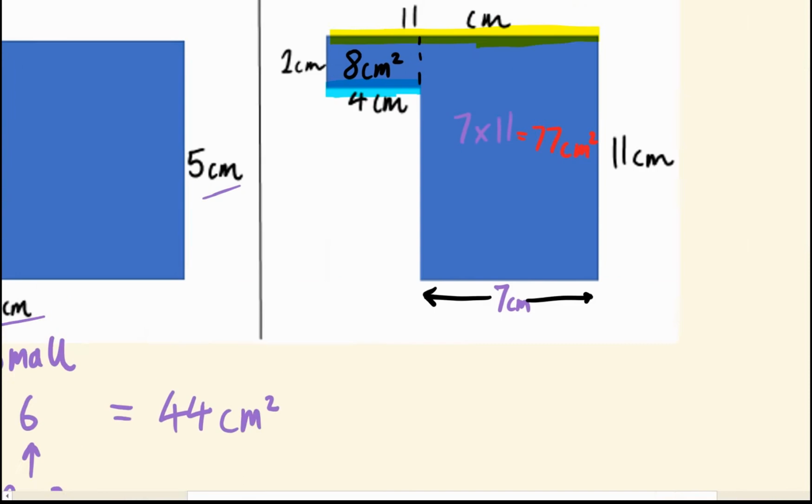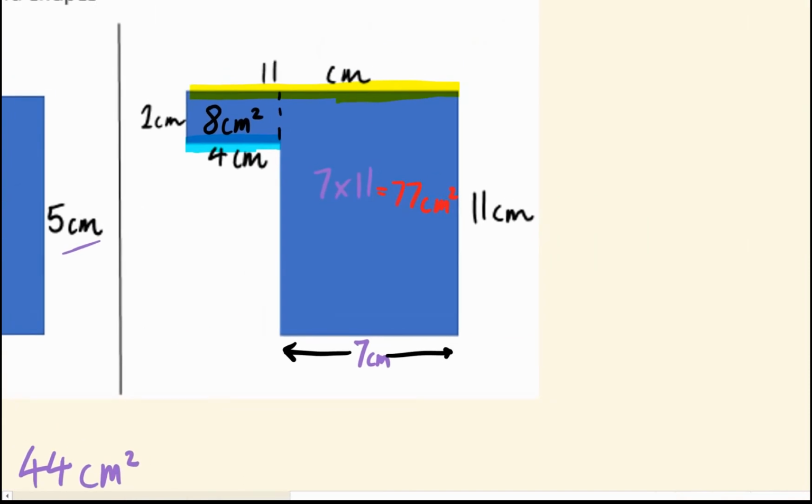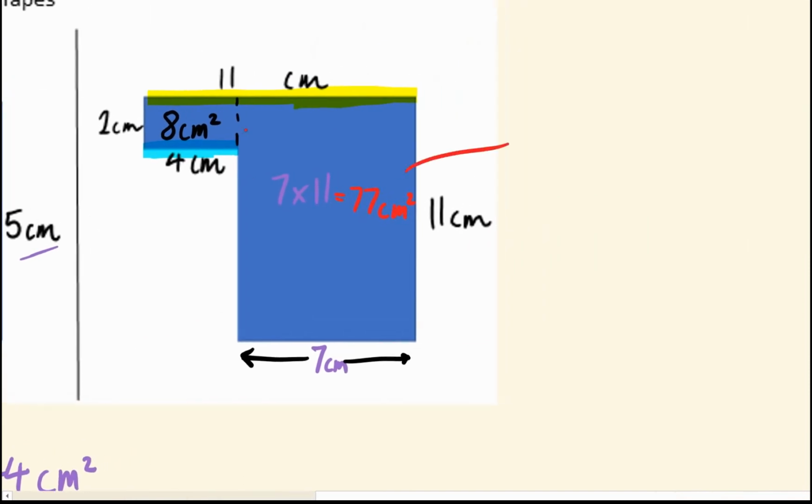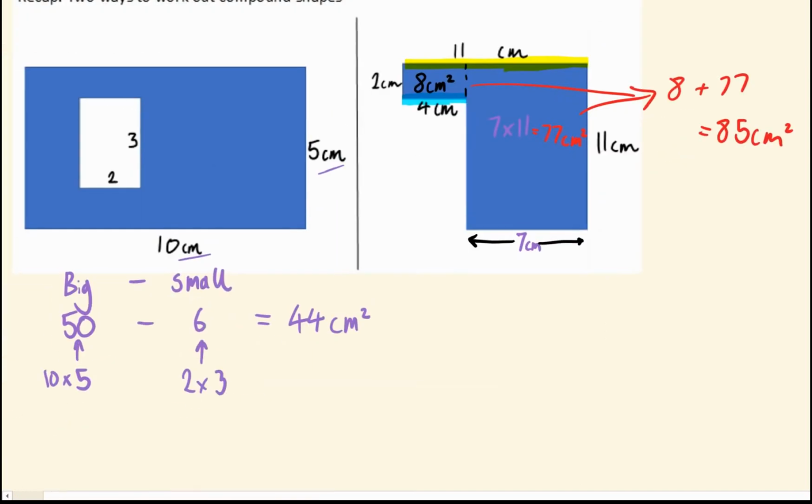And just as we did over here, because we're combining two pieces together, we now want to add these two areas rather than take them away like before. So we do 8 plus 77, and that will give you 85 centimetres squared. Okay, hope that made sense to you.